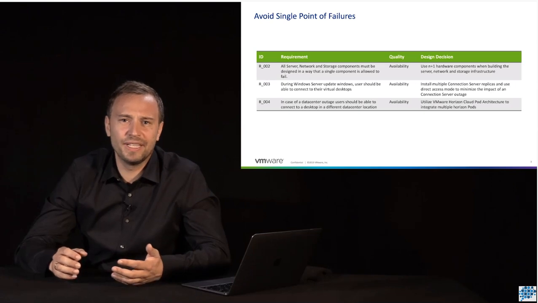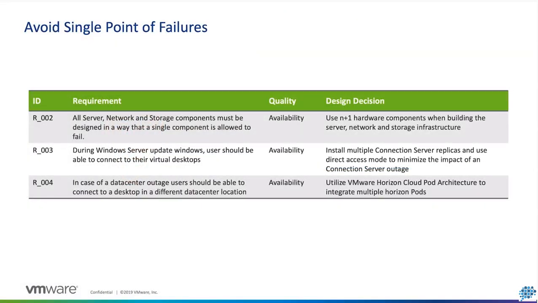What else can be a requirement? In case of a data center outage or any kind of data center maintenance test, the solution must still be able to provide access to virtual desktop services and functionality. So in case our data center in London fails, we must still be able to connect to our virtual desktops in New York, for example. And we can utilize a feature called the Cloud Pod feature to make sure that we have multiple pods integrated with each other and use the other pod as a failover pod in our environment.